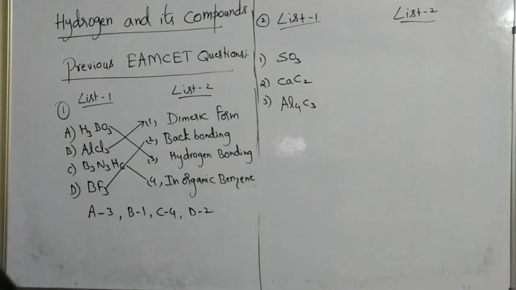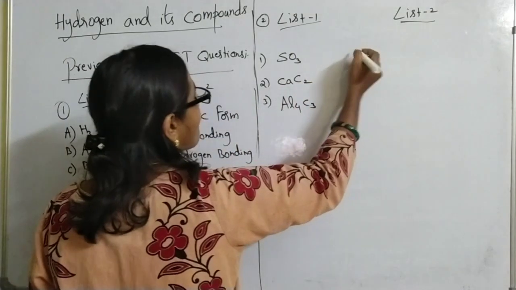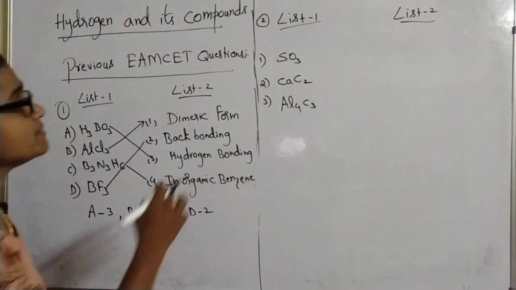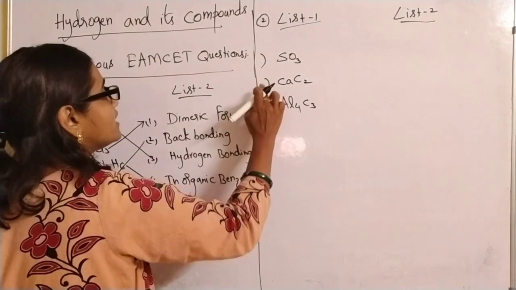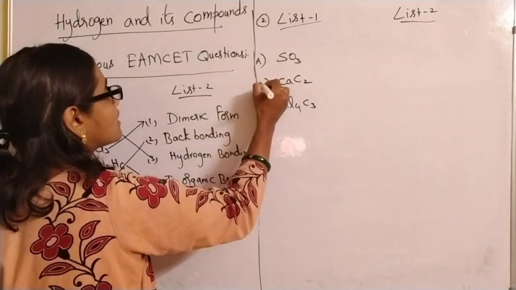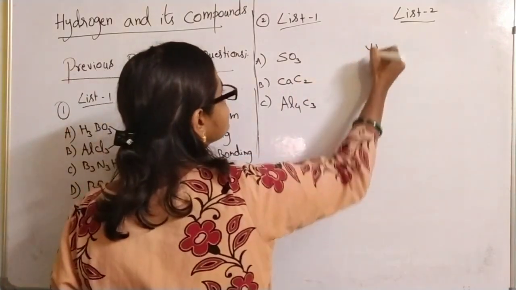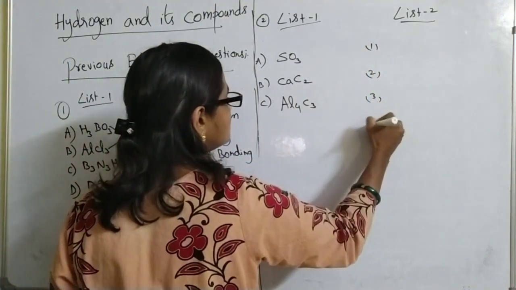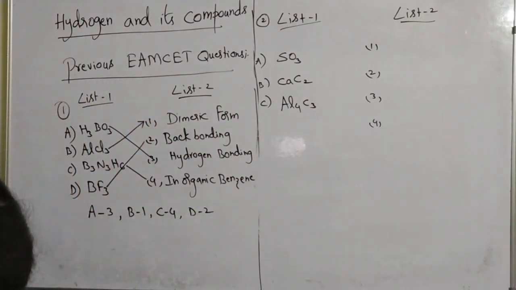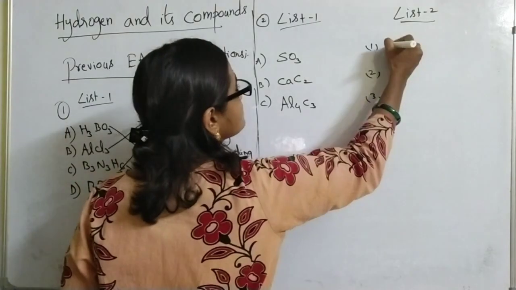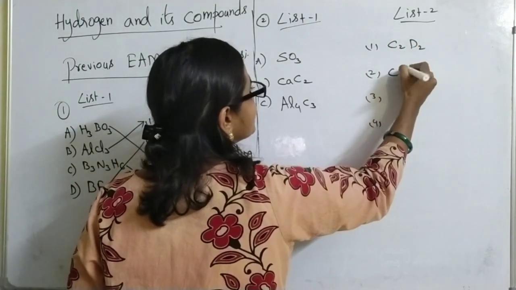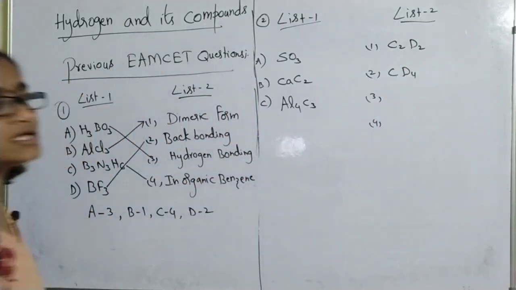And in list 2, okay, C2D2, CD4, D2SO3. I think on this side he gave it as A, B, C instead of 1, 2, 3, and on this side 1. So 5 also there: D2SO4, C2D2, CD4. Okay, what is that C2D2? It is same like C2H2.